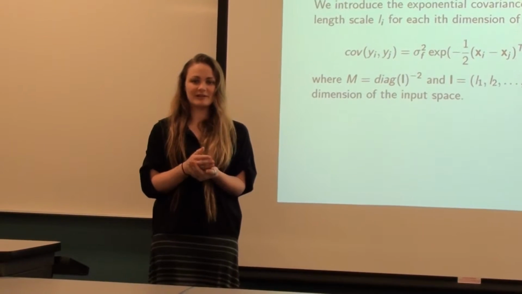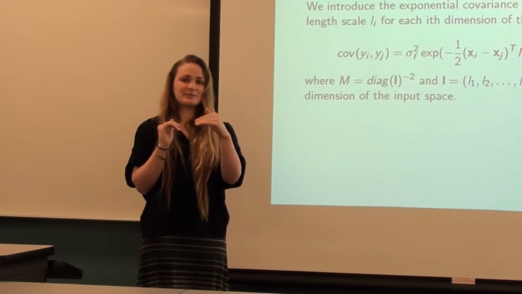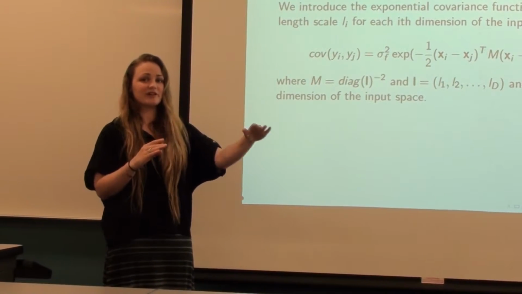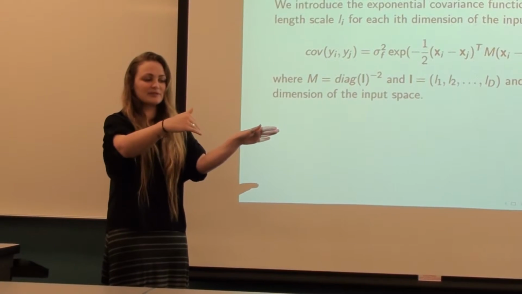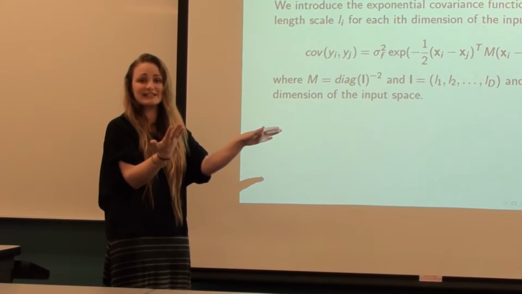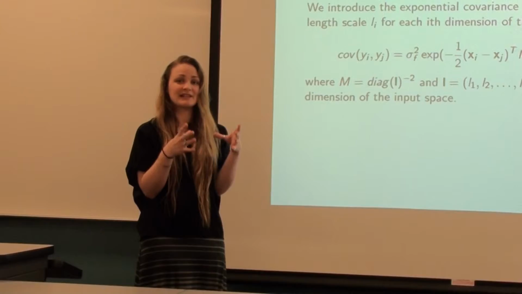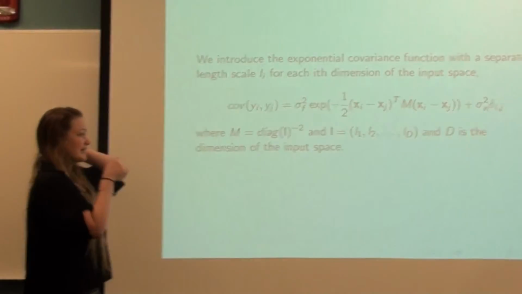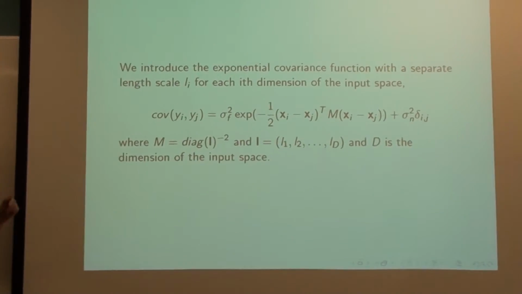If you think about a methane plume, let's say it's shooting off in this direction, the samples that you take along that plume, those values are going to be very, very highly correlated. However, the samples that you take perpendicular to it will not be as highly correlated. So it doesn't make sense to have the same length scale in both of those directions. So we add in length scales for each direction.